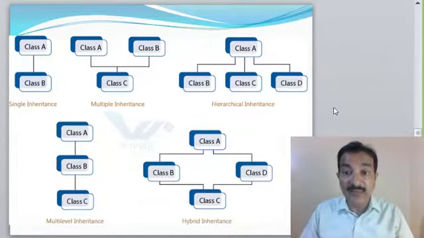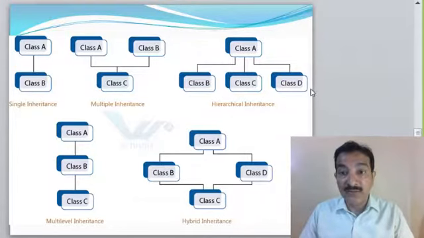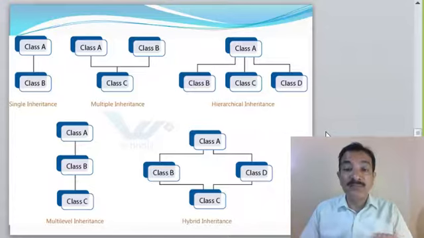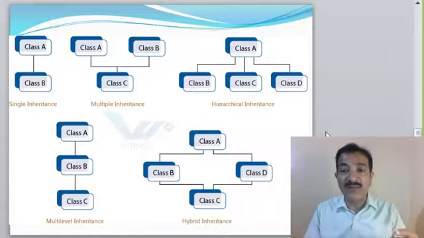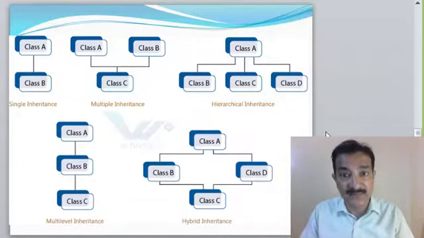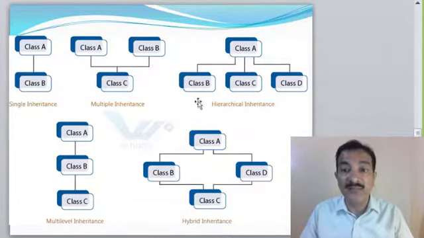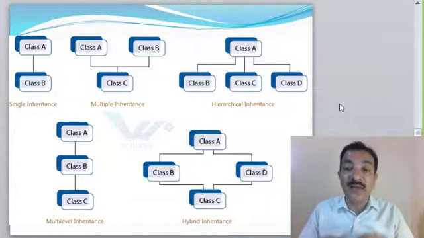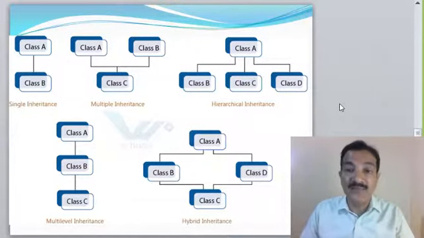And in case there is one base class, but there are many derived classes which are inheriting the same base class, then it becomes a hierarchical inheritance. So you have a base class called class A, then class B, class C, class D, all these are inheriting class A, then it becomes a hierarchical inheritance.